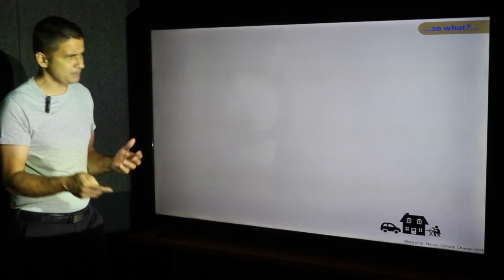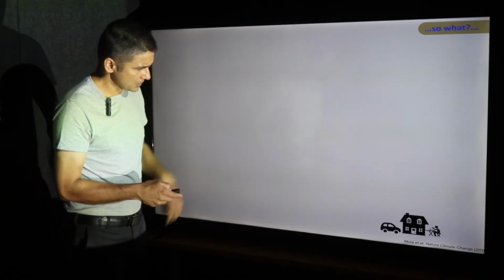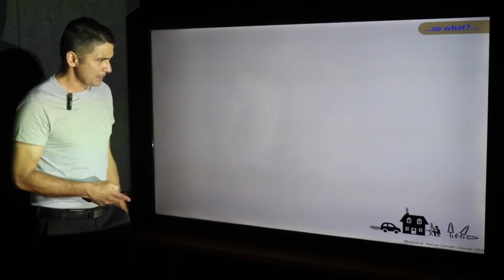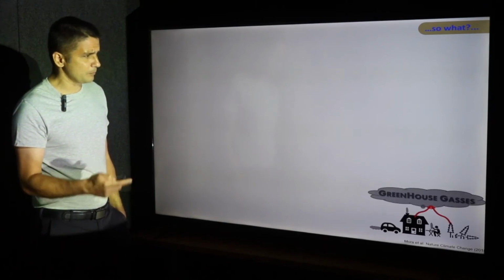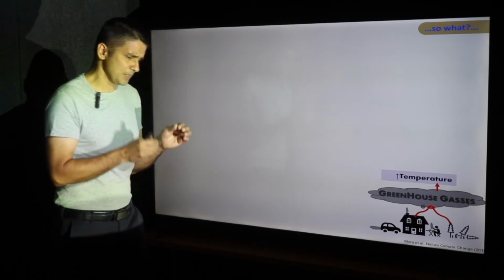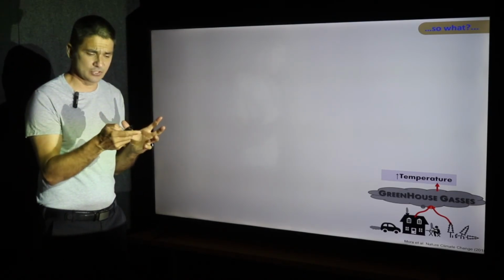So what does that mean for people? We did a paper that we published in 2014 or 15, I don't remember anymore. But basically what we did is this. We know that we're producing greenhouse gases. The first ramification of increasing the greenhouse gases is that the temperature is going to go up.